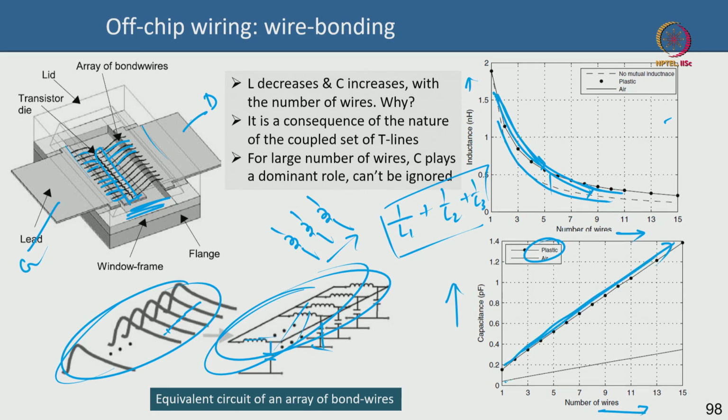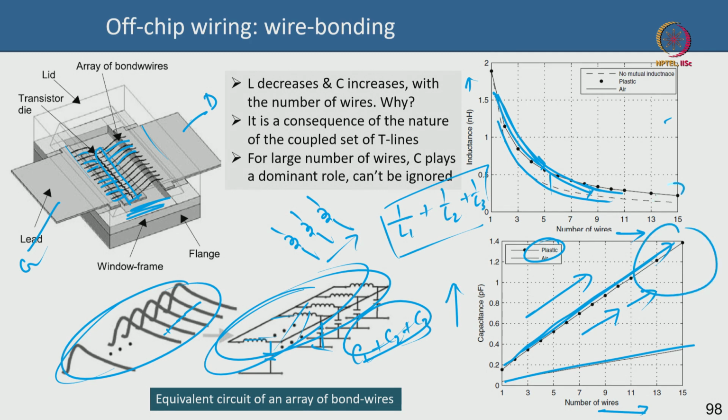And this is air, but the trend is the same, which is that the capacitance increases with the number of wires, because with a larger number of wires you are increasing the coupling to the ground. It is a lot of capacitors in parallel, so it will add up as C1 plus C2 plus C3. So the capacitance increases. They are all coupling to the ground. So for a very large number of wires, your capacitance will play a dominant role, because your capacitance will be very large and your inductance will be very low. Whereas for just one or two or a few wires, your inductance will be large and your capacitance will be low. So just please keep that in mind.